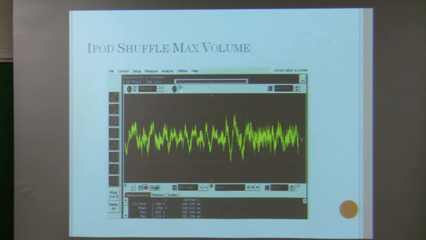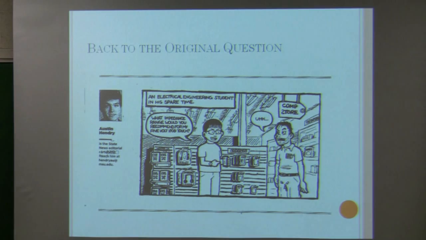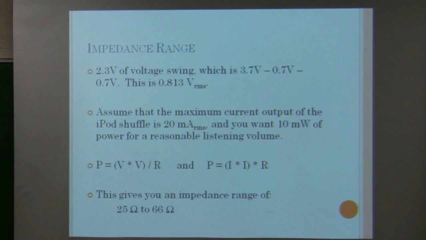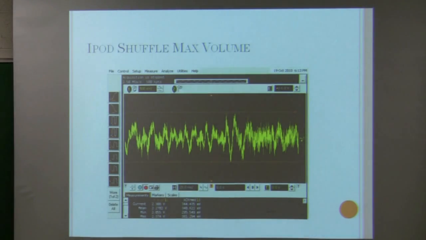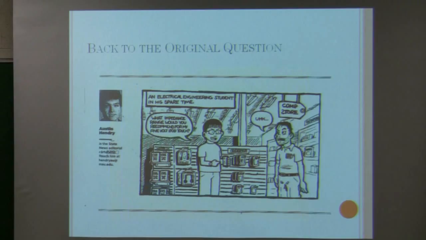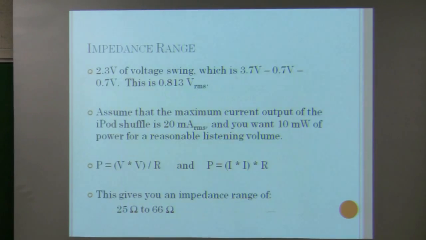A big thing to watch out for when you're buying an amplifier is, are they talking about peak or are they talking about average power? So for this calculation, I'm talking about average power. So, actually, I guess I did peak. So I measured 2.3 volts peak to peak.